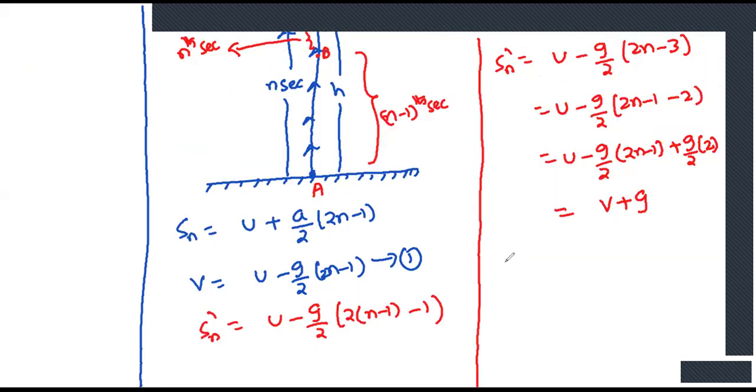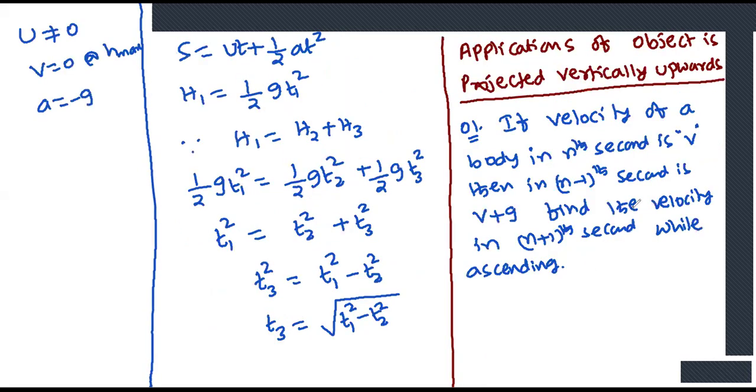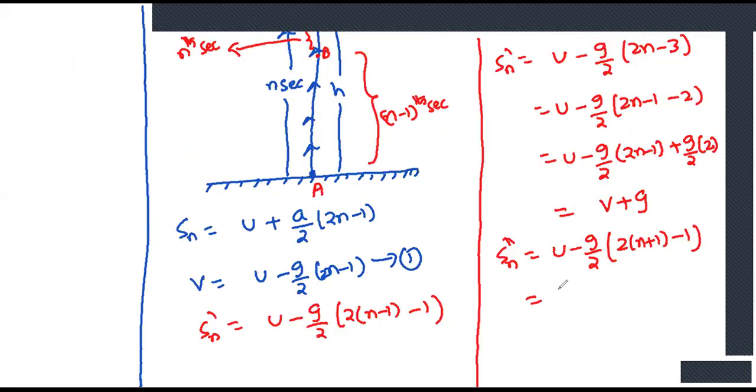Similarly, Sn double dash equal to u minus g by 2 into, instead of n, I'll keep n plus 1, because we need to find the velocity in the n plus 1th second. So that is u minus g by 2 into 2n plus 2 minus 1, 2n plus 1.